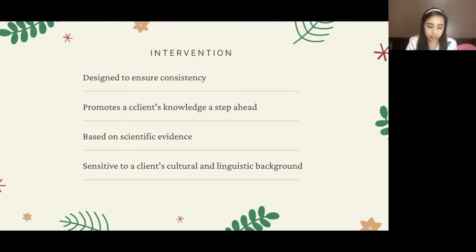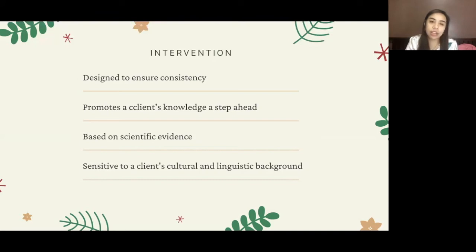Next, intervention promotes a client's knowledge a step ahead. So meaning, when you target goals, you don't have to stop at where the client is. You can actually continue to make the client a step ahead. For an SLP, that is already a big achievement.